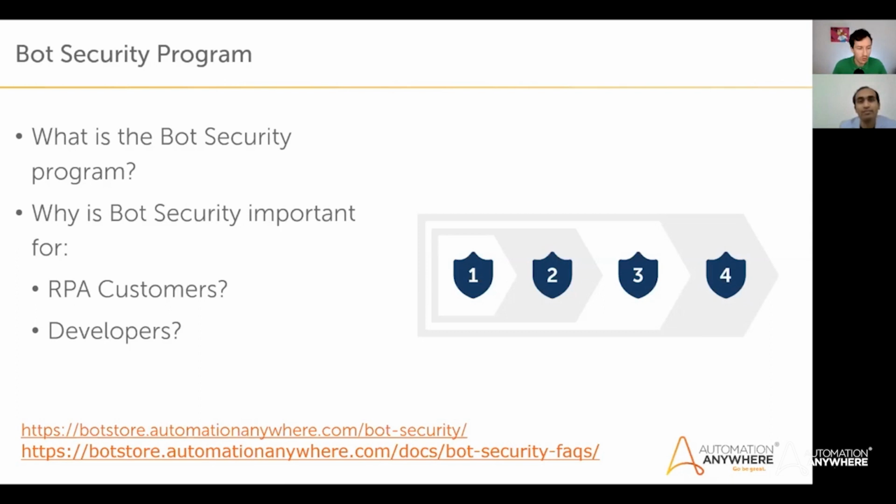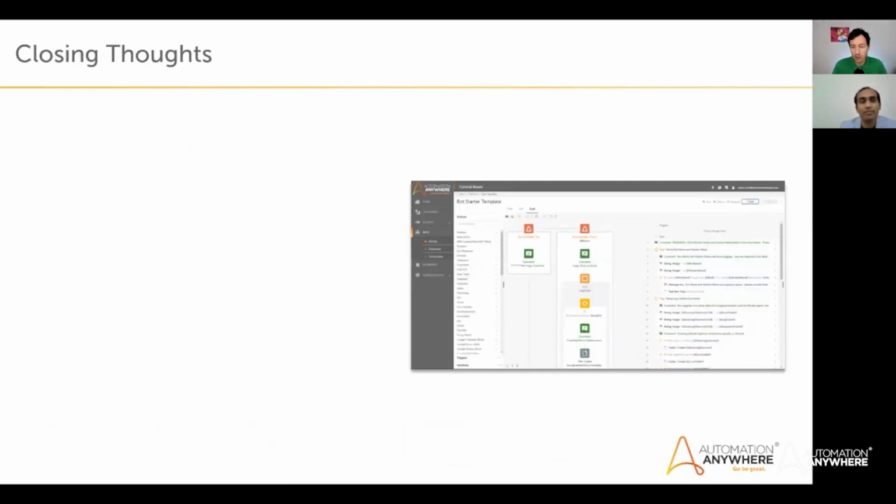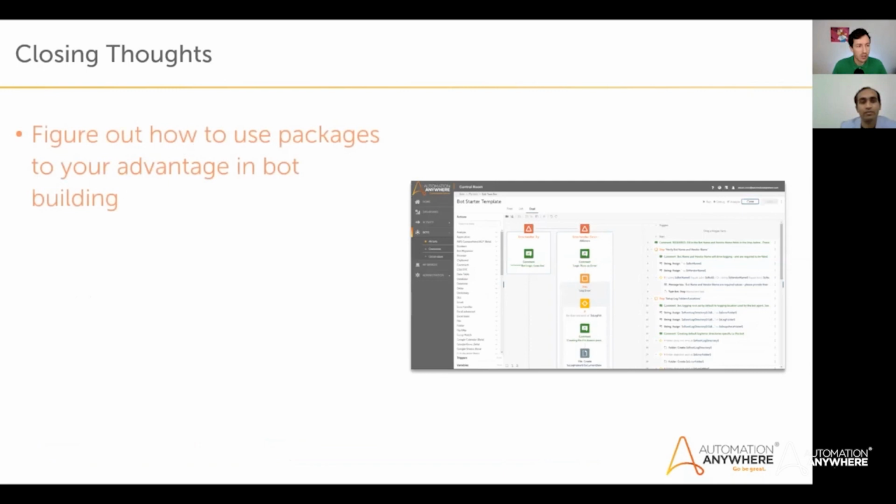Great. So let's go through some closing thoughts, and we'll round up today's session. I'll go for this first one. Arjun, let's start with figuring out how to use packages to your advantage in bot building. We talked about how to use those packages both from a download and consumer side, and also as a developer who is submitting those packages. I would say definitely explore the packages that are available. Understand the packages that you have now that are enabled, but then also explore how you can really extend your toolkit to use other packages in your bot building.